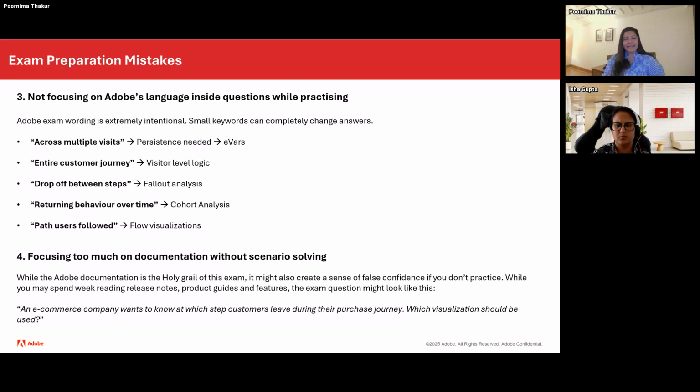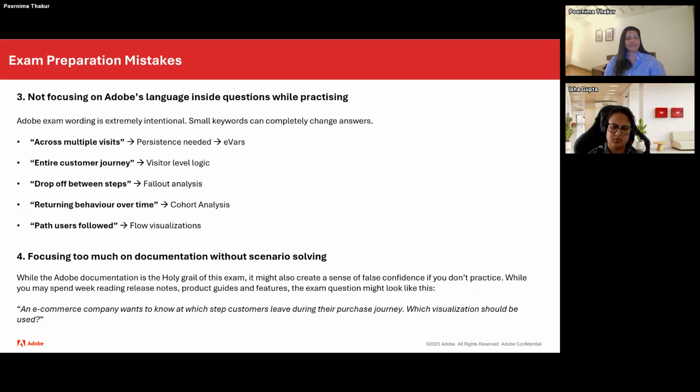Okay. Next is not focusing on Adobe's language inside the questions when you're practicing. Well, this is sort of a hack, but I wouldn't say you should take it as the last word. There might be a question that's using more than two or three of these terms. Always read the questions carefully, but there are some clues and hints that are always given that will help you understand which visualization or which path they're talking about.